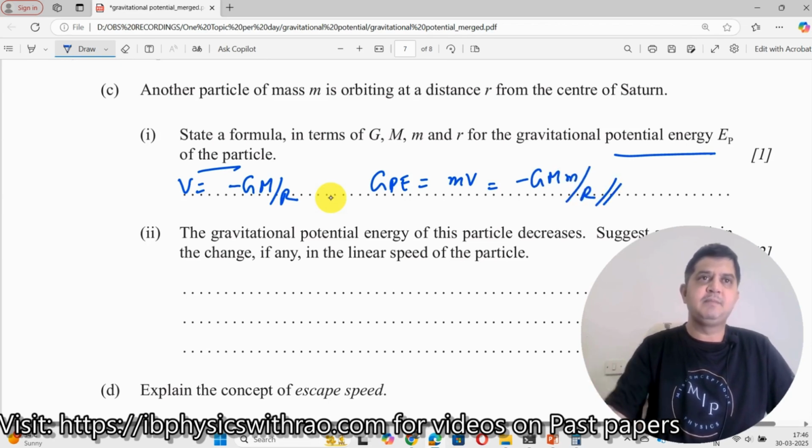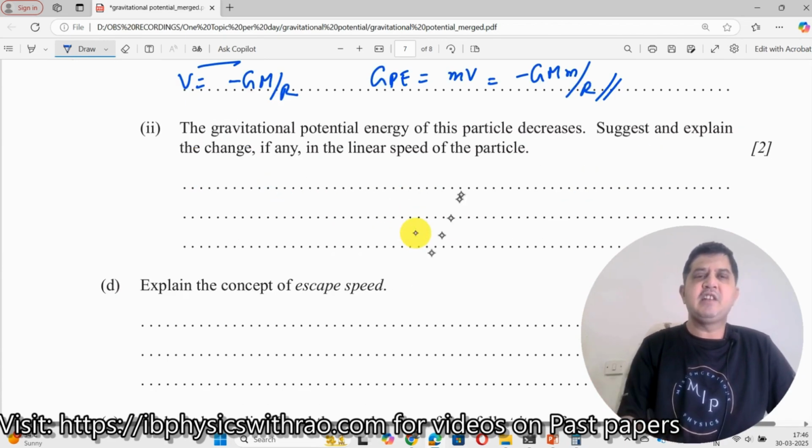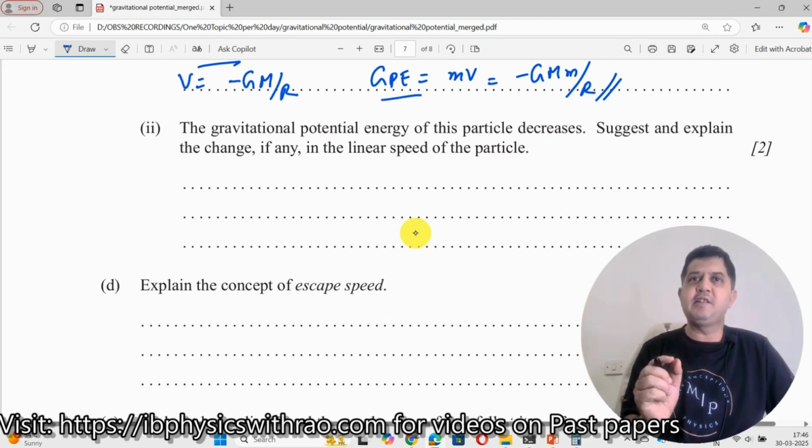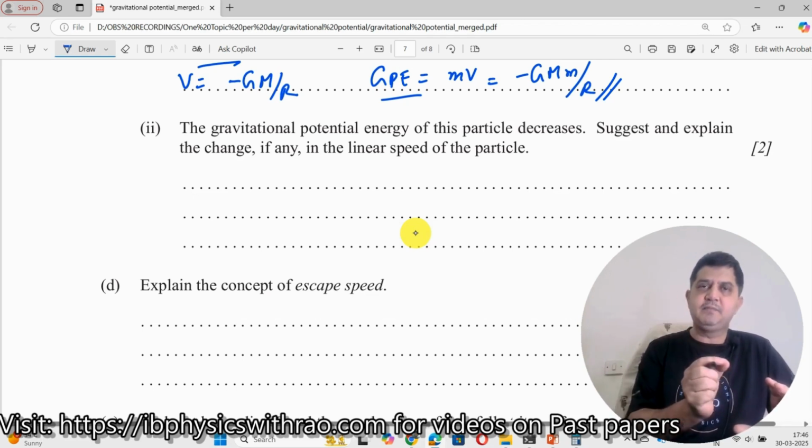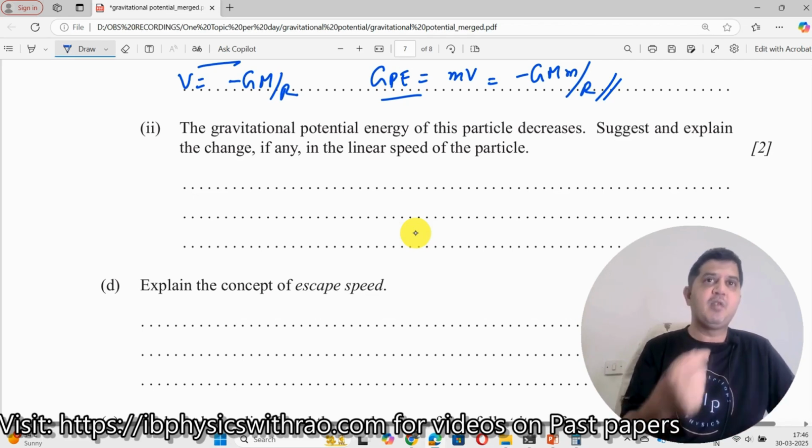This should be the formula. Because he's just asking you for a formula, you need not worry, you can just write down the full equation. Either you can do it in 2 steps, or you can do it in 1 step. Anything is fine. The gravitational potential of this particle decreases. You see, GPE is negative here. As long as the particle is bound to the planet, definitely it is negative. The closer it comes, the more negative it is. When you say more negative, that means the GPE is decreasing.